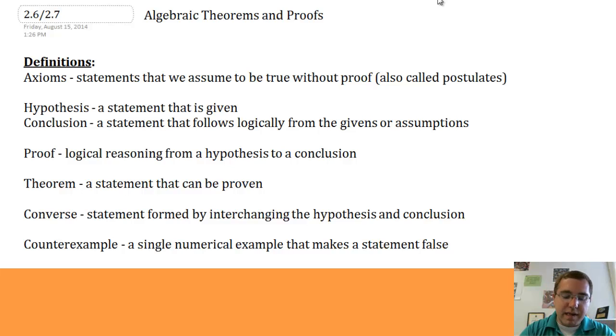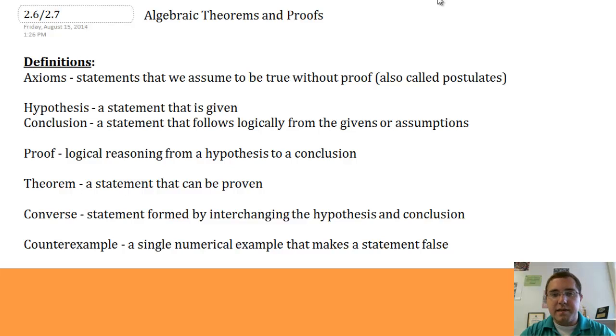An axiom is a statement that we assume to be true without proof. An axiom is also called a postulate. So axiom and postulate are synonyms, they mean the same thing. They're statements that we assume to be true without proof. We have to assume something, and then we can prove other things from that assumption. But we have to start somewhere, with some assumption.